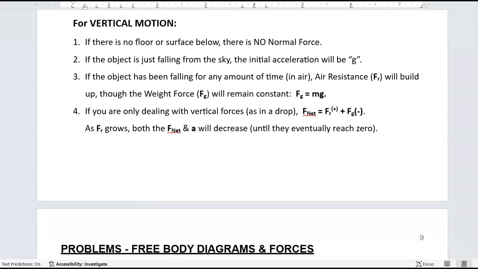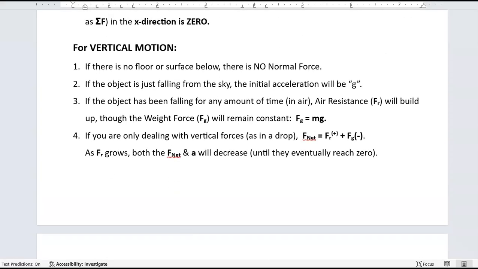So let's look at the vertical motion hints here. If there's no floor or surface below, in other words, an object is dropping from the sky, there's no normal force. There's no supporting force lifting that object up or keeping it from penetrating the ground. It's just falling. There is still a weight force. There is still g, the acceleration due to gravity, acting on that mass, so it has a weight. The weight is still m times g.